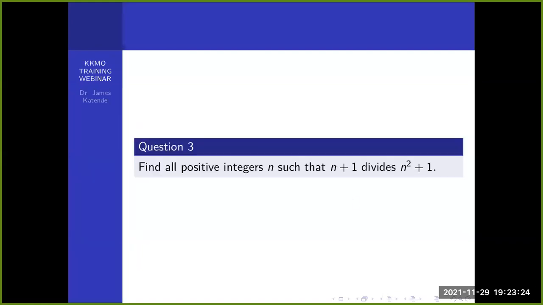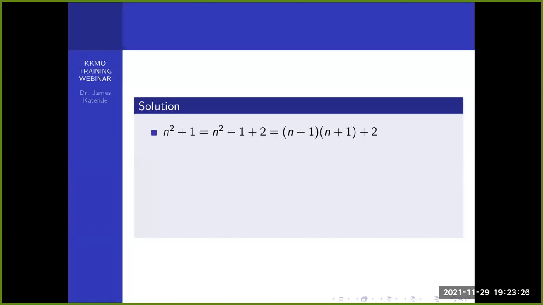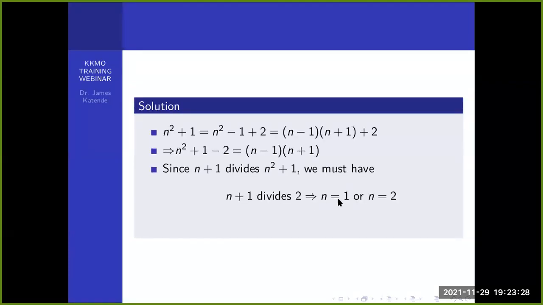I think the question wanted positive. Yes. I don't know why I have 2 there. N can only be 1. If you have 2, we'll have 2 plus 1, which gives us 3, which does not divide 2. But if it was negative 2, you will get negative 1, which divides 2, but we don't need the negative values of n. So I think I left out a negative here.